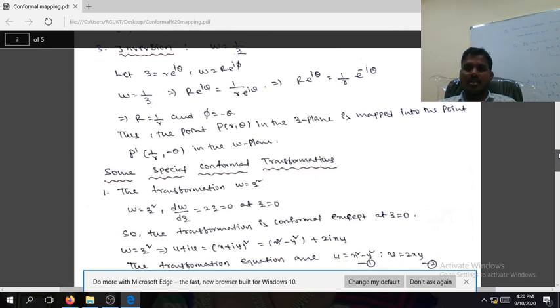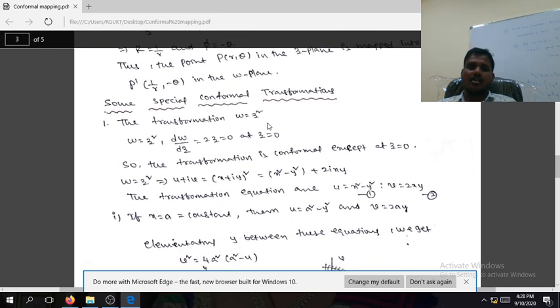Okay, first one, the standard transformation. As you know, I am taking the transformation w = z², that is, f(z) = z². Is it analytic? Yes, it is analytic everywhere. Here dw/dz = 2z.